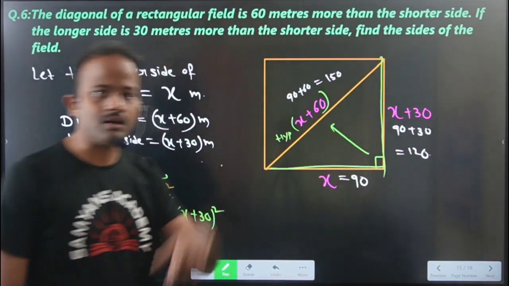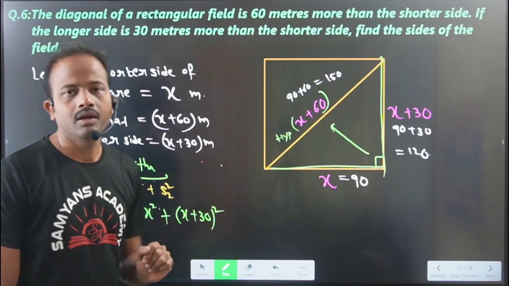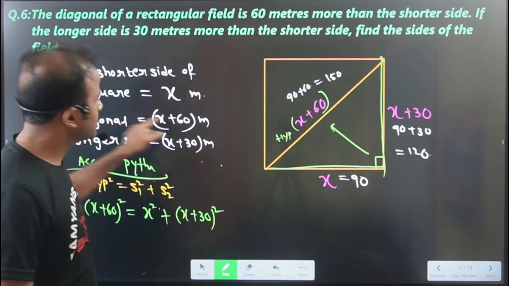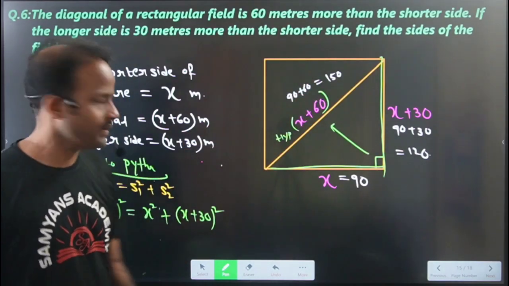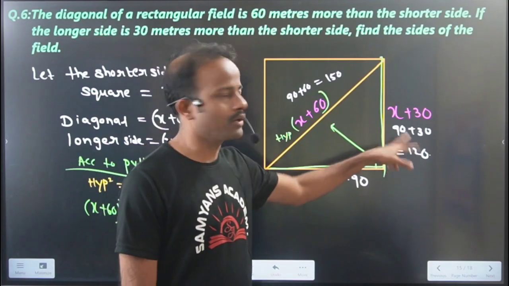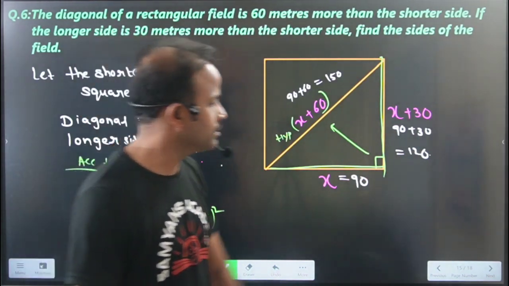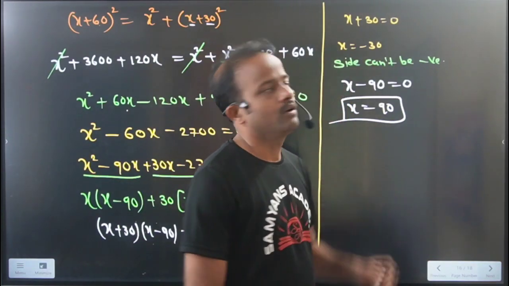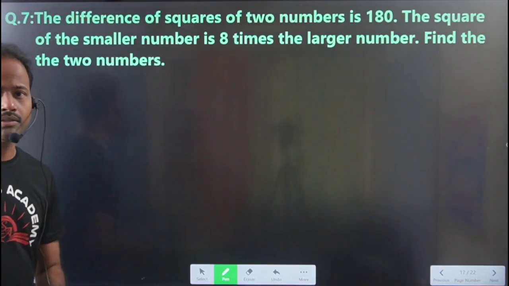So you have to write the final answer there in the conclusion point. The shorter side of the square is 90 meter. Diagonal of the square is x plus 60, means 90 plus 60, which is equal to 150 meter. The longer side will be how much here? 120. 90 plus 30 equal to 120. So in this way we have to solve this question. Okay, next move on to the next question. Is it clear? Right. Let us see here.